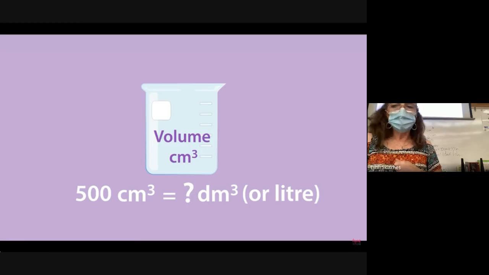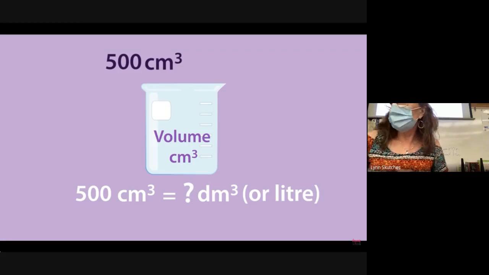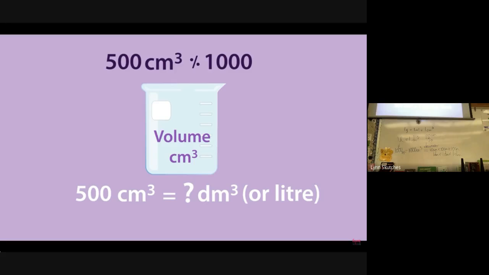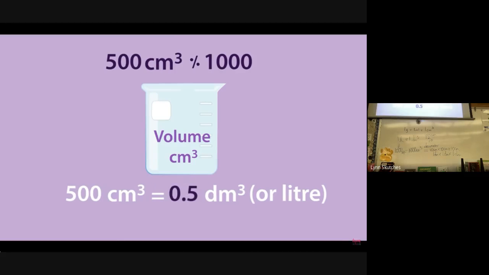So you need to divide 500 cubic centimeters by 1000. So 500 cubic centimeters is the same as 0.5 decimeter cubed. Did you get it right?